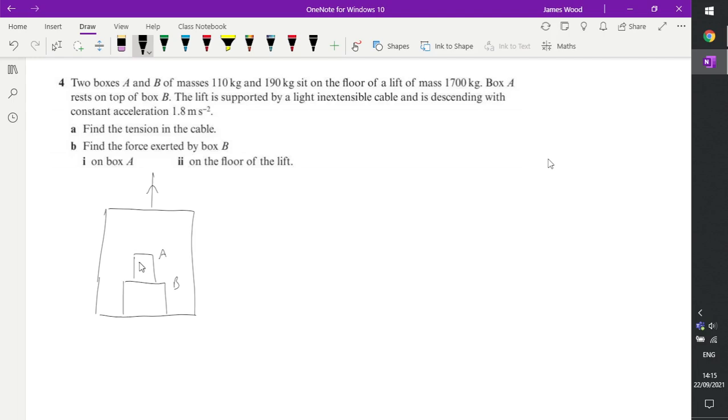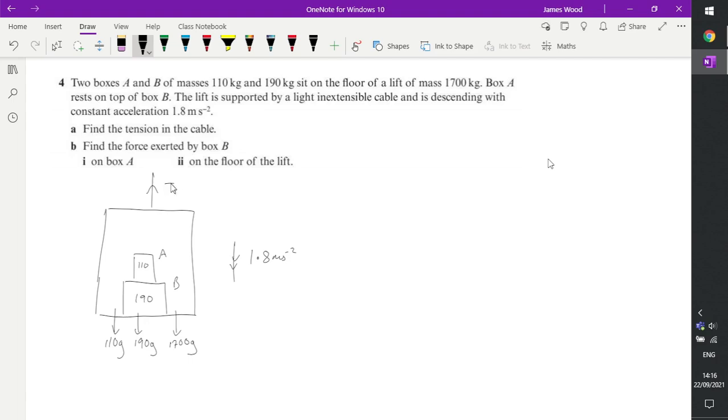Box A, box B. So A was 110 and B was 190. Now, if we label the forces on here, we've got the weight of box A, which is 110g, the weight of box B, which is 190g, and the weight of the lift as well this time, which is 1700g. It also told me it was descending, so it's moving down with a constant acceleration of 1.8. So it's moving downwards and it's accelerating downwards at 1.8 meters per second squared.